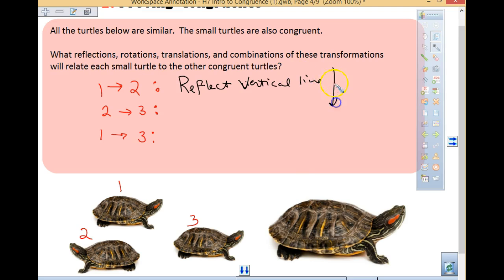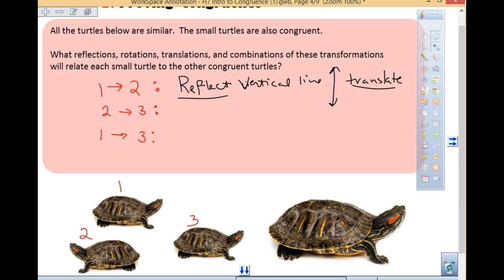So we have to reflect it over some type of vertical line. And does it matter where I put that vertical line? No, not really. And then we have to translate it. I agree. Then we have to translate depending on where our reflection turned out. So reflection and a translate, okay? So now I want you to think about 2 to 3. Did you guys discuss 2 to 3 and 1 to 3? Okay, do that right now.